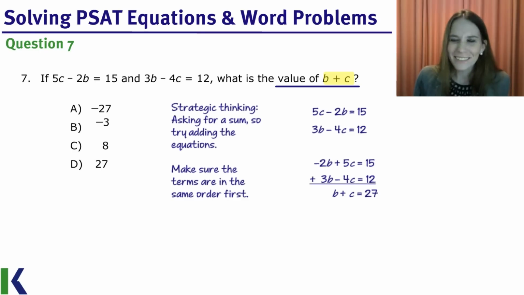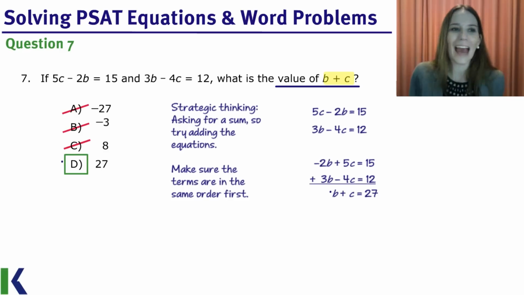Are we done? Is this what the question wanted? I wanted the value of B plus C. I solved for the value of B plus C. The answer is 27. I'm done. That's it. That's all we had to do.